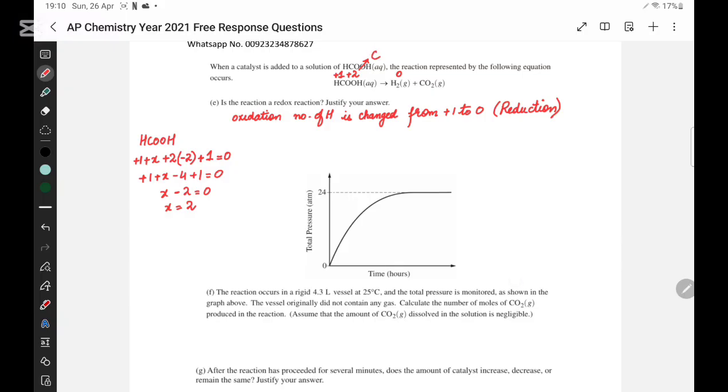This is for carbon. And in carbon dioxide, we can do it by x plus 2 times minus 2 for oxygen equal to 0, x minus 4 equal to 0, and x comes out to be 4. So the oxidation number of carbon is changed from +2 to +4. So there is an increase in oxidation number, so we can say oxidation has taken place at the carbon.